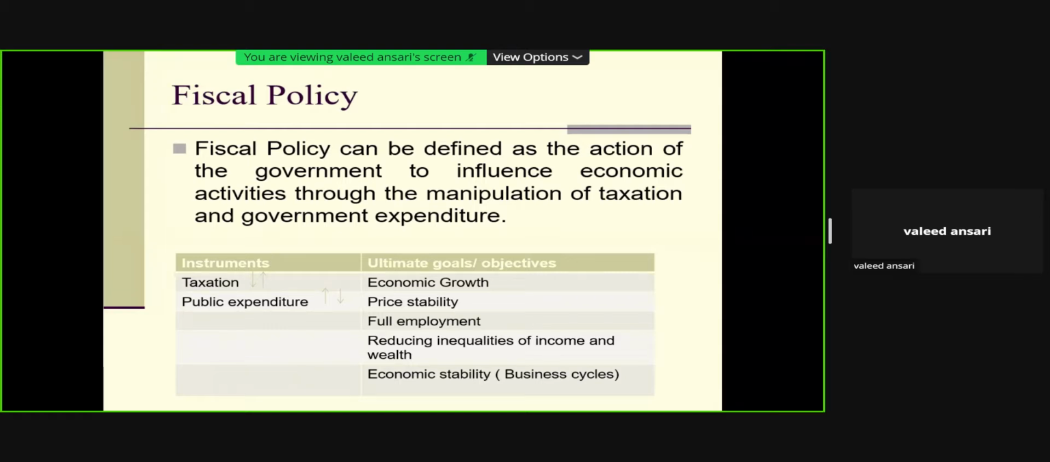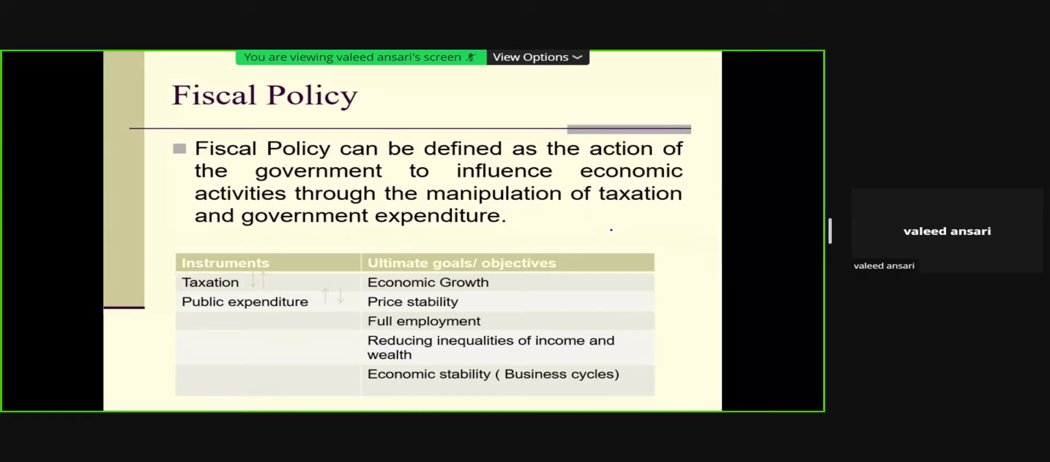Today I'll continue with my discussion about fiscal policy. You may recall that in the last lecture I had provided an introduction of fiscal policy, and I have also discussed the historical background of fiscal policy.